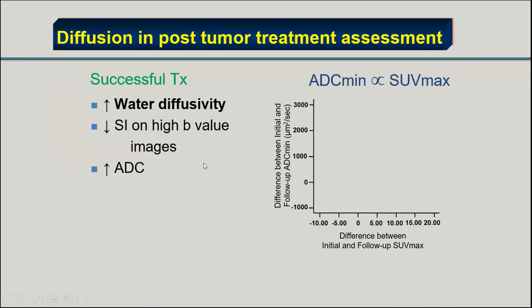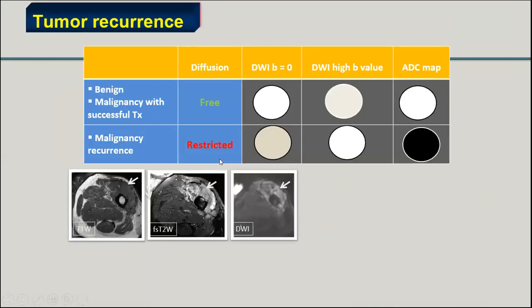Okay, so it's good for treatment response, and it has been shown that the ADC minimum has a proportionate response rate similar to what you'll see with SUV max on PET imaging. So ADC is pretty good. So if you're doing something for anatomy, you better assess for functional response of the tumor as well.